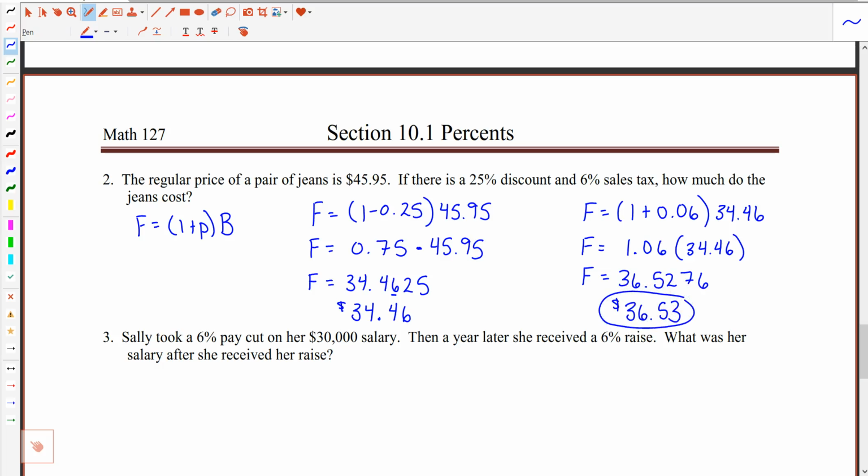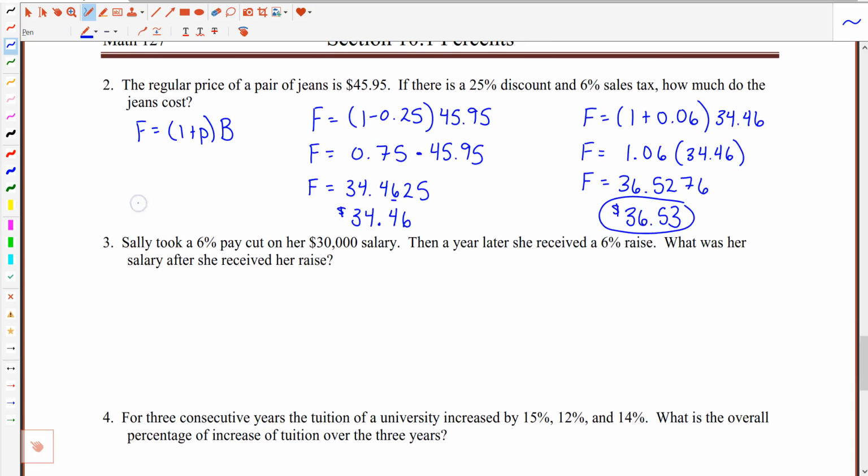Let's take a look at another application using this percent. So Sally took a 6% pay cut on her $30,000 salary, and then a year later she received a 6% pay raise. What was her salary after she received her raise? I'll give you a hint. It's not going to be $30,000.